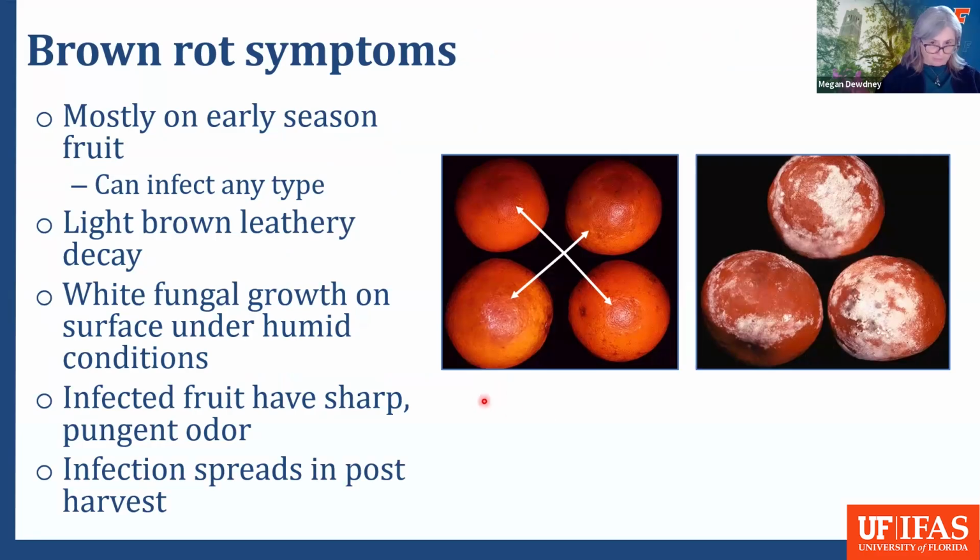We get that light brown leathery decay. So you can kind of see it here. It's not a great photo, unfortunately, but you do see some decay there. If it's humid, you'll see this mycelium on the surface, either underneath the canopy or in the packing house. They'll come in looking like that. If you've ever smelt brown rot, you probably won't forget it because it has that sharp, pungent odor, like, ugh, something is fermenting around here. What is that? And as I mentioned, it spreads post-harvest, so it's definitely something that the packing houses don't want to see.